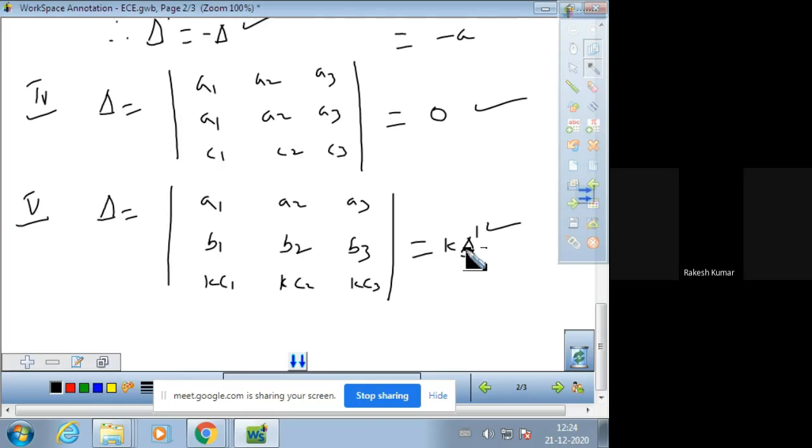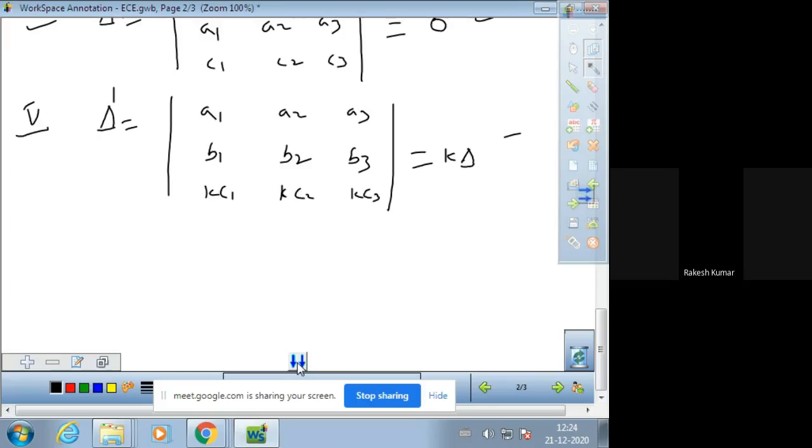Now here, delta is the determinant of what? Delta will be the determinant without k, like this. So you can call this delta dash and remove the dash here. So this will work. So delta is the determinant of whatever matrix you have, A1, A2, A3, B1, B2, B3, C1, C2, C3, and delta dash is the determinant in which we have the third row multiplied with the scalar k. So this is another important property we have.